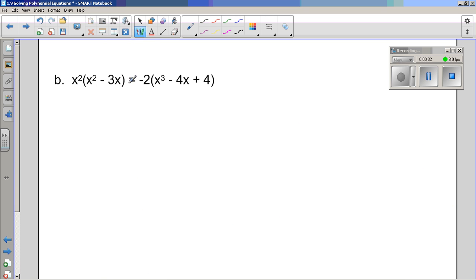So your first instinct here should be to expand and get everything on one side equal to zero, and it doesn't matter which one. When I expand, I get x to the exponent 4. Just multiply through there, multiply through by the minus 2, and then everything goes on one side.